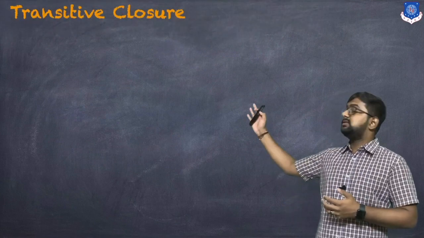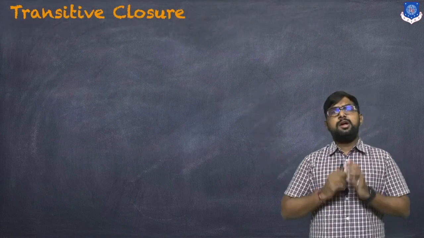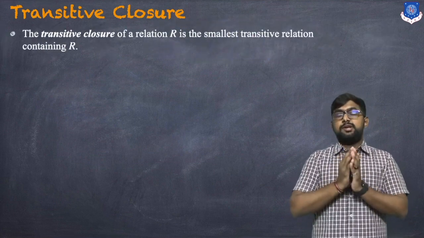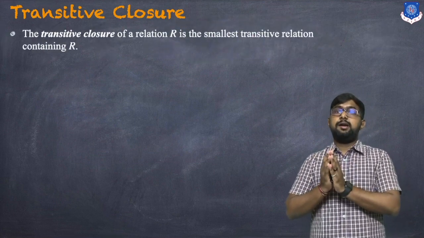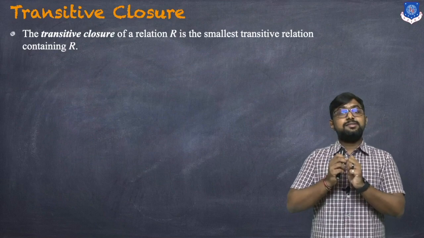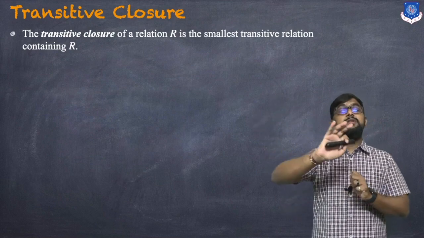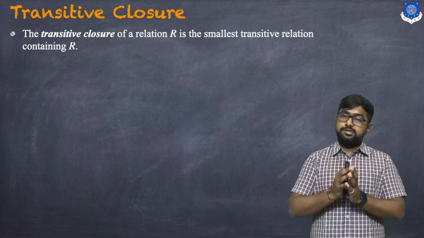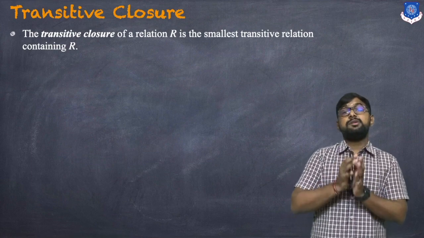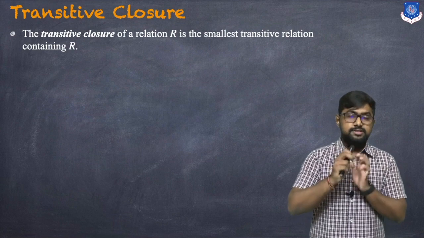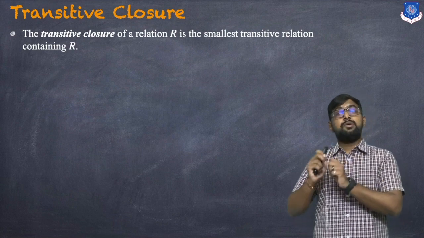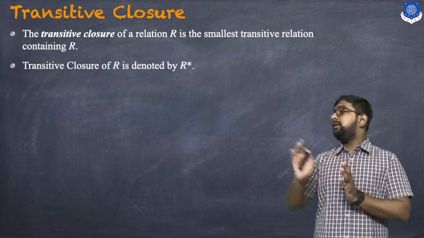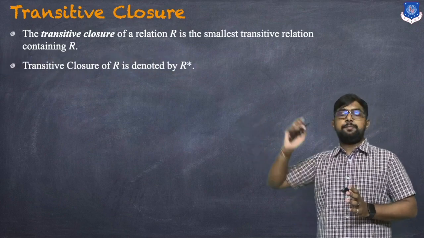Okay, so we'll discuss transitive closure and some examples by the conventional method. First, let us understand what a transitive closure is. We all know what a transitive relation is. The transitive closure of a relation R is the smallest transitive relation containing the given relation R. Again, I'm repeating: it is a relation, the smallest relation containing R, and it has to be a transitive relation. The transitive closure is denoted by the symbol R star.